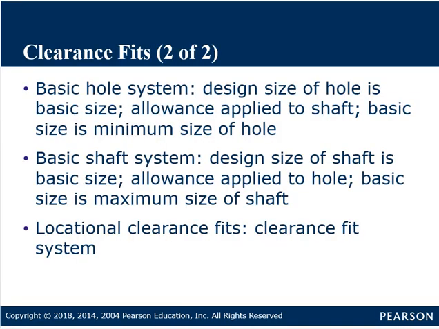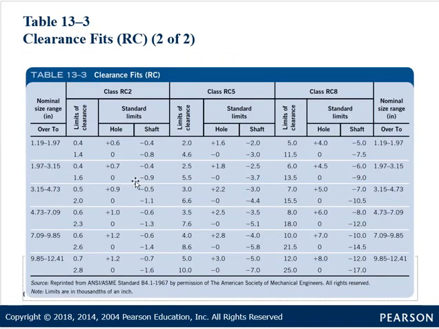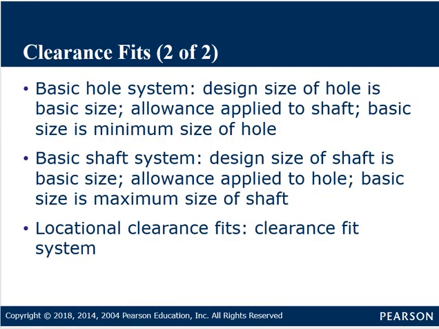Okay, let's talk about the basic hole system. The fit is designed on the basic size of the hole. So the hole becomes the basis at which the tolerances are applied, and then the allowance is applied to the shaft. The basic size is always the minimum hole size. And how can we tell that? Here is the hole, it's 0. That's how you know this is a basic hole system chart.